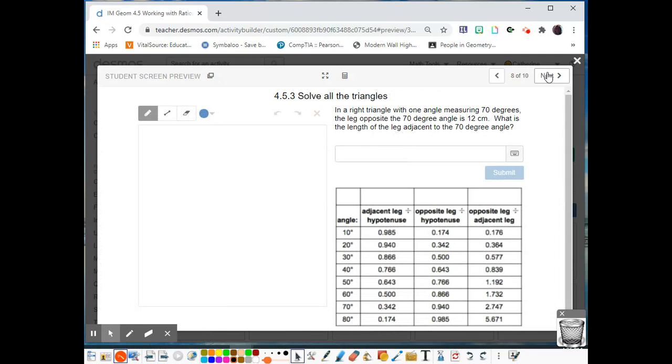Okay, next one. We have a right triangle with one angle measuring 70 degrees, and the leg opposite the 70-degree angle is 12 centimeters. So what's the length of the leg adjacent to the 70-degree angle? Here we're going to have to draw this right triangle, and when we do that, we want to get an angle that's about 70 degrees.